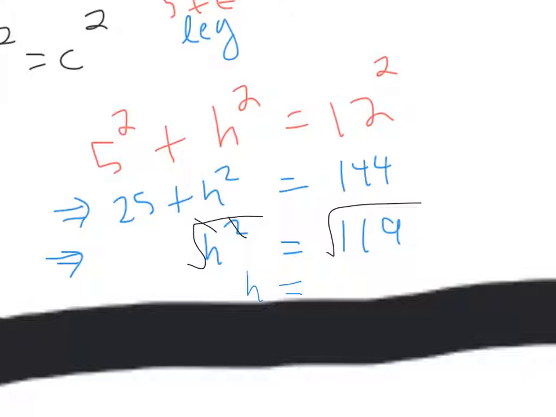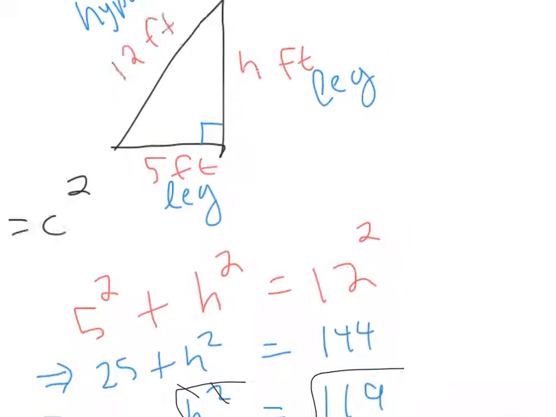Let me get my calculator really quick. It's going to be approximately 10.9. And they ask you to round to the nearest tenth, so that's good. 10.9, and that's it, rounded to the nearest tenth. So there is your answer. That's the missing value from your right triangle.